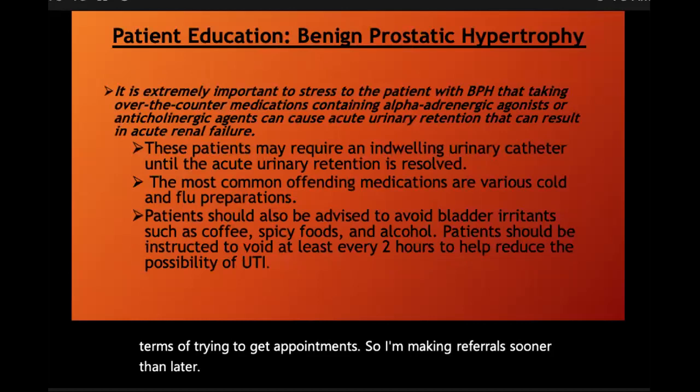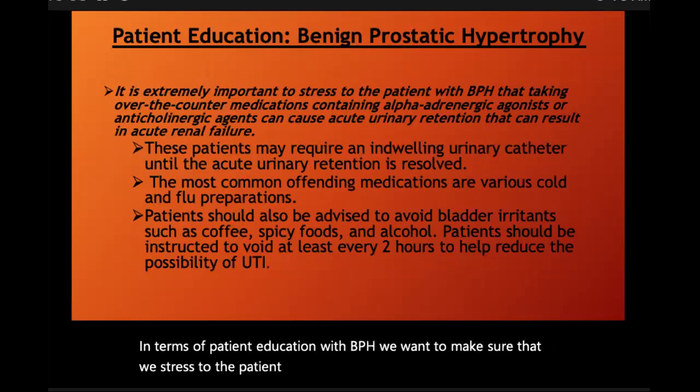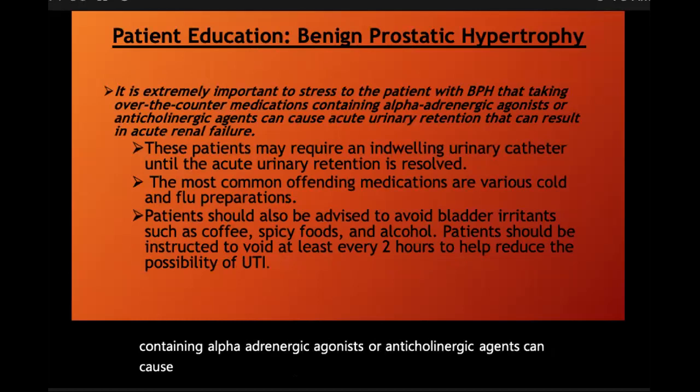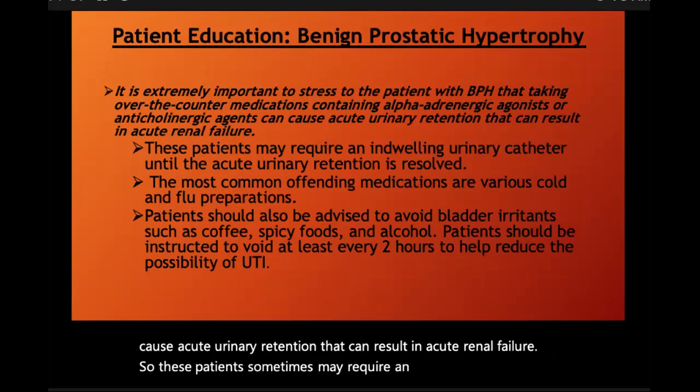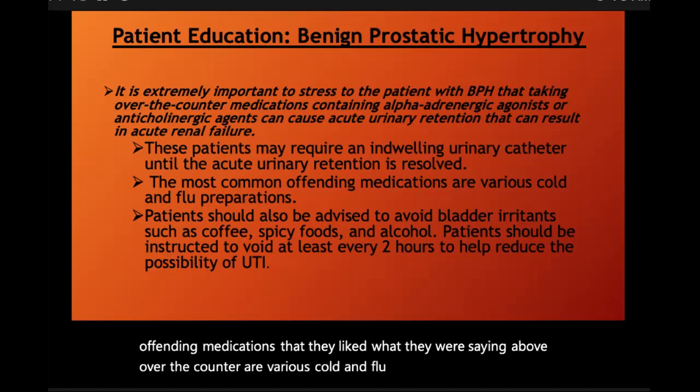Okay, in terms of patient education with BPH, we want to make sure that we stress to the patient that taking any kind of medications containing alpha adrenergic agonists or anticholinergic agents can cause acute urinary retention that can result in acute renal failure. So these patients sometimes may require an indwelling urinary catheter until the acute urinary retention is resolved. The most common offending medications that they list, like what they were saying above, over the counter, are various cold and flu preparations. So those are the ones you have to be very careful with.